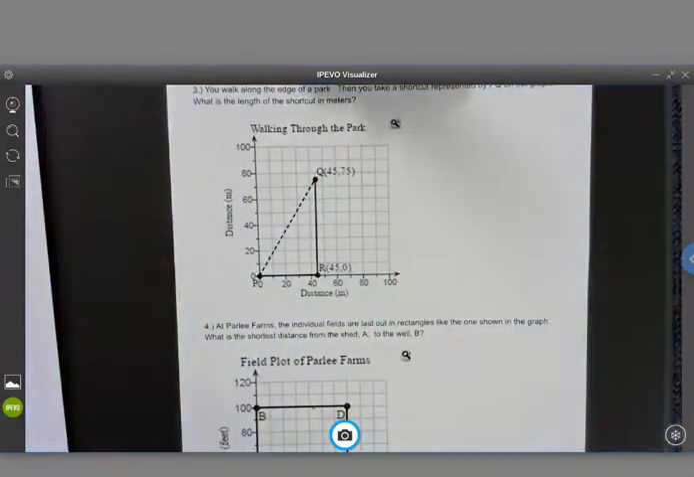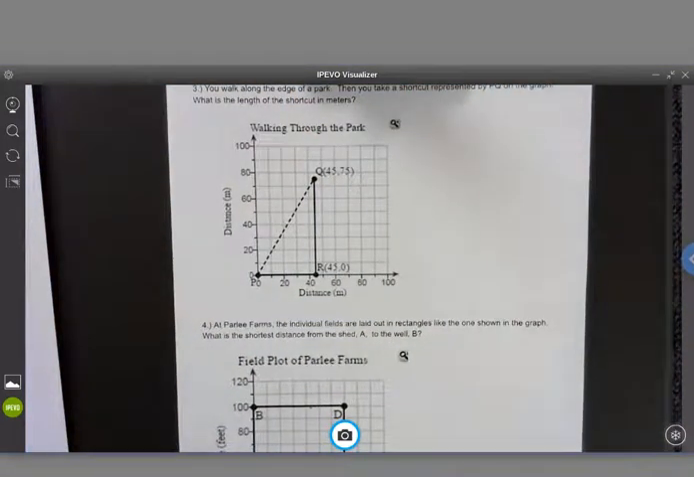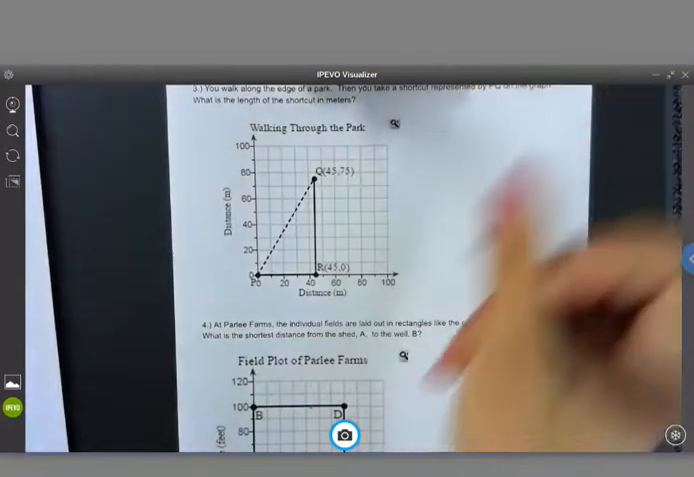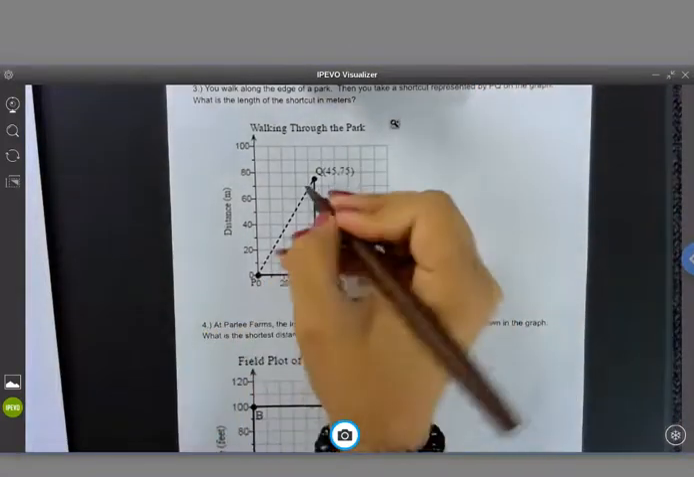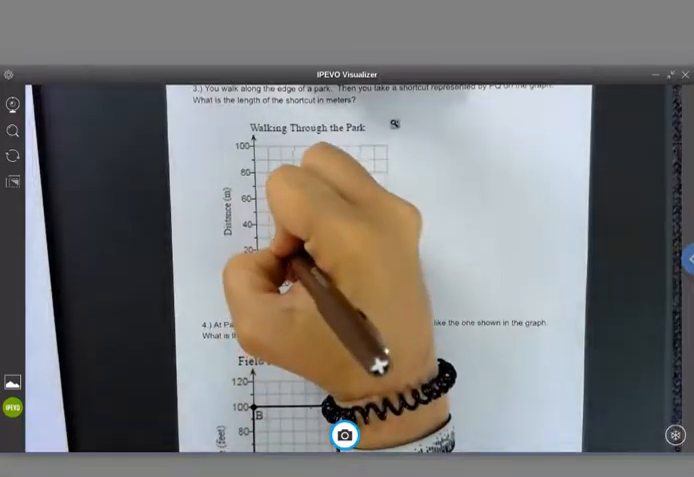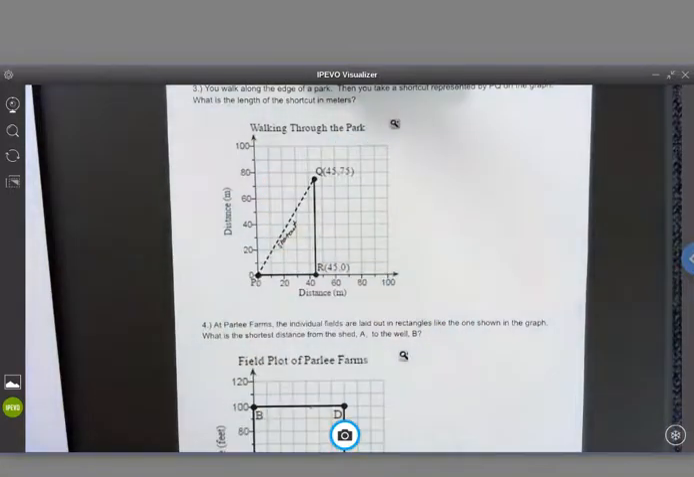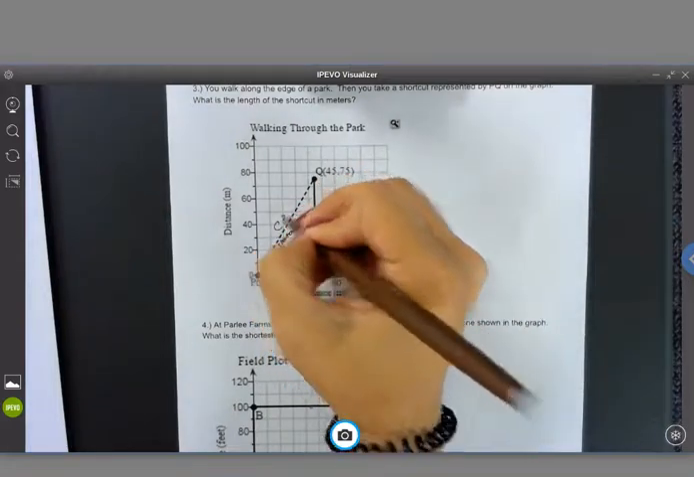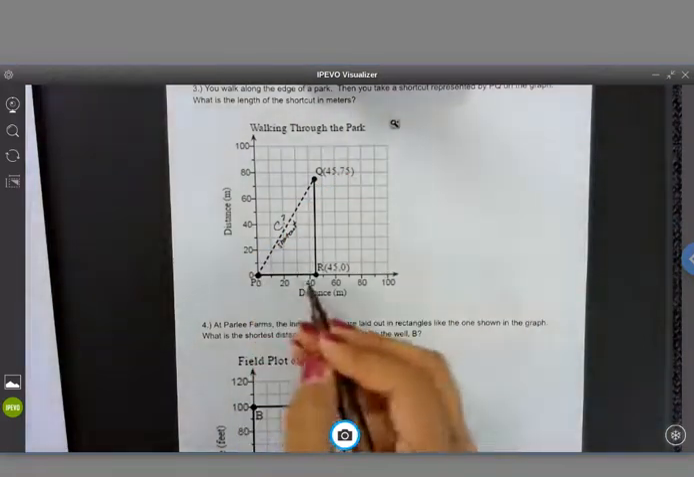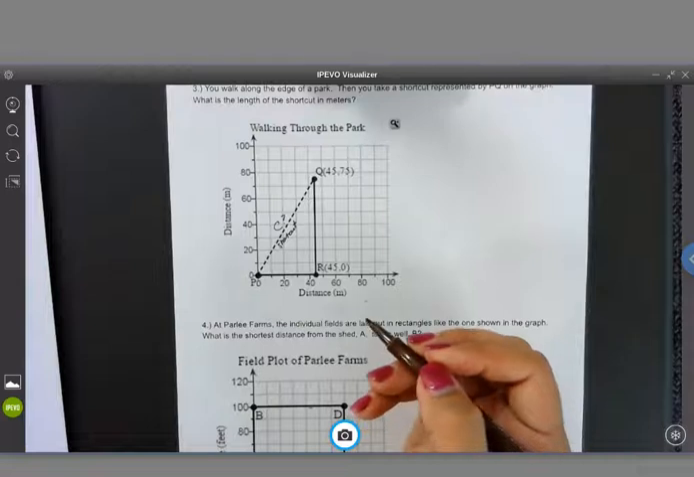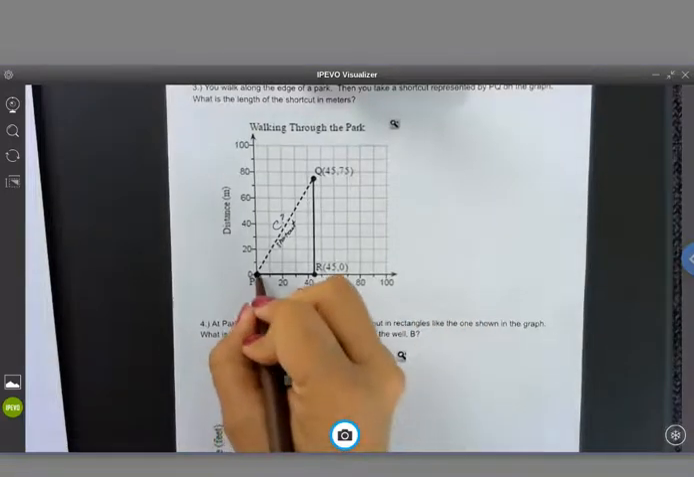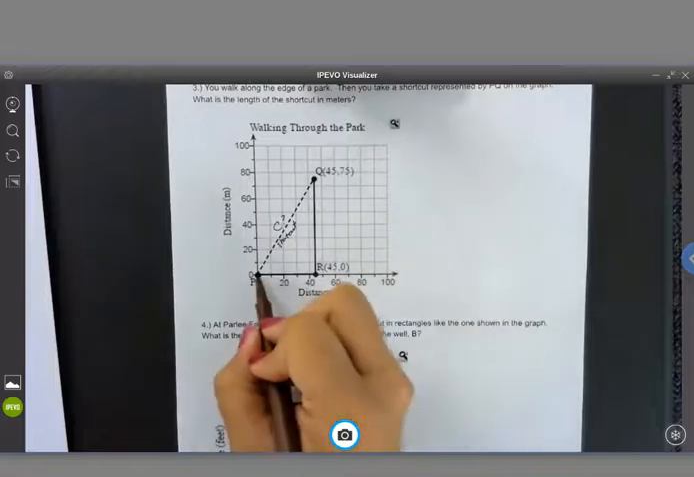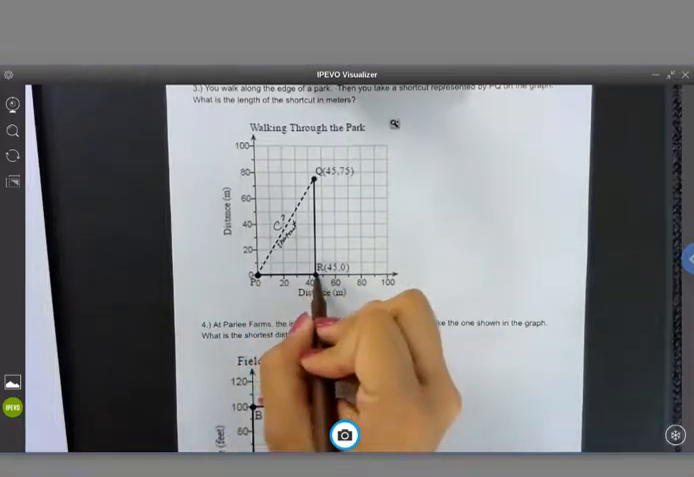All right, number 3 says you walk along the edge of a park, and then you take a shortcut represented by P to Q. So P to Q is right here, so this is our shortcut. What is the length of the shortcut? So this is what they want to know. So they want to know C. So we have to figure out the distances for our legs. We have to be careful here because the first thing that I notice is that they are not counting by ones. So they are counting by tens.